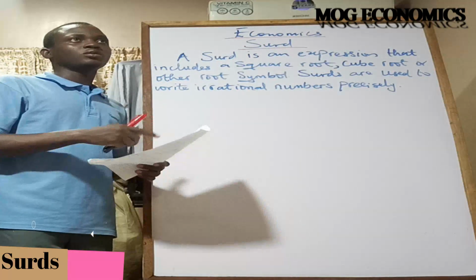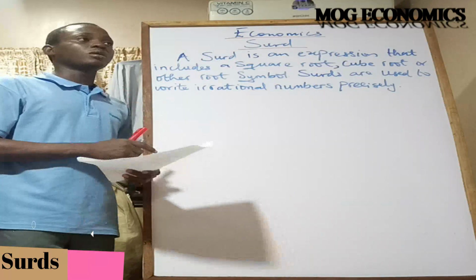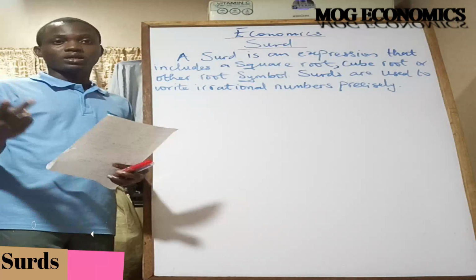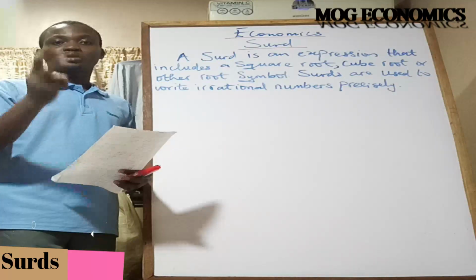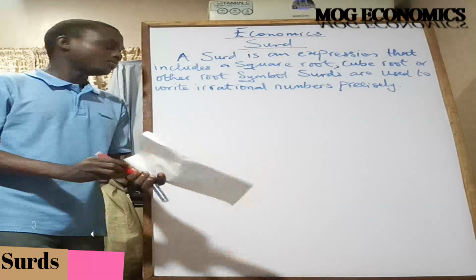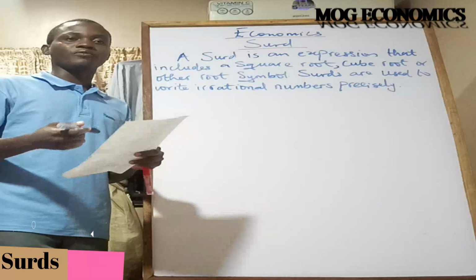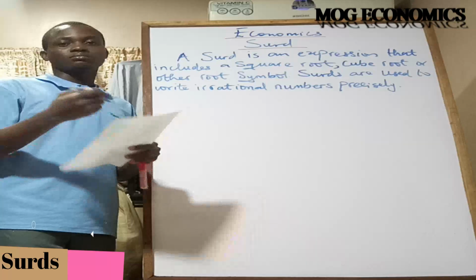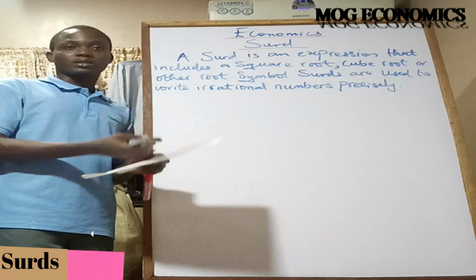Irrational numbers. So the point is, what are rational numbers? We need to understand rational numbers before we know irrational numbers. Rational numbers are numbers that can be expressed as a fraction of two integers. For example, 4 is a rational number because you could express 4 in the form of 8 divided by 2, 16 divided by 4, 32 divided by 8. That gives us 4 exactly.